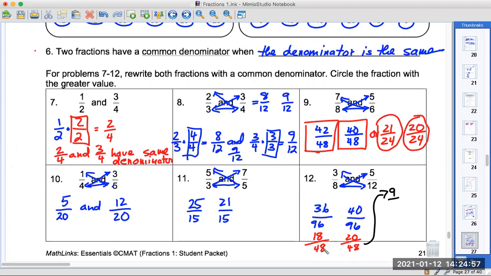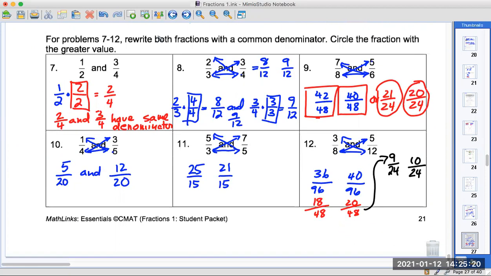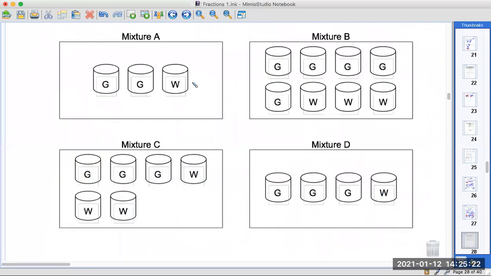I'm going to divide by 2 one more time and see if my denominator is still the same. 48 divided by 2 is 24. And 20 divided by 2 is 10 over 24. And I think this is as far as I can go. So these two have a common denominator and they're reduced. Okay, now guys, let's see what else is coming here.